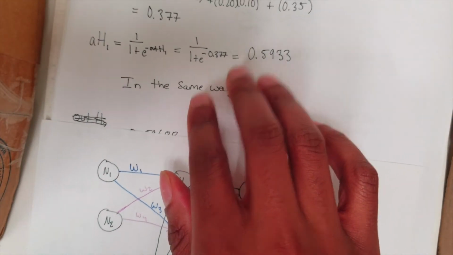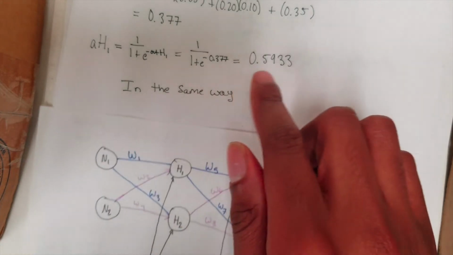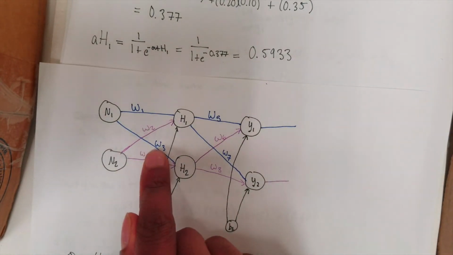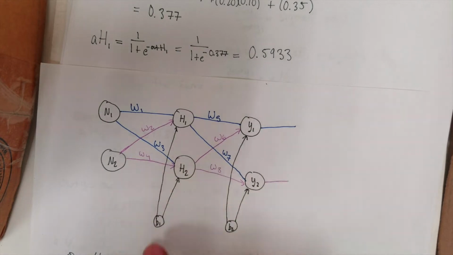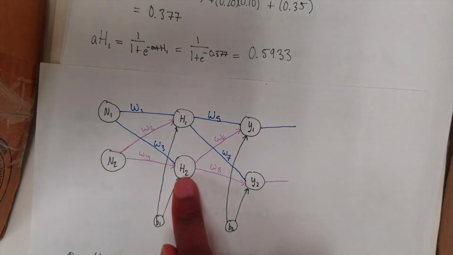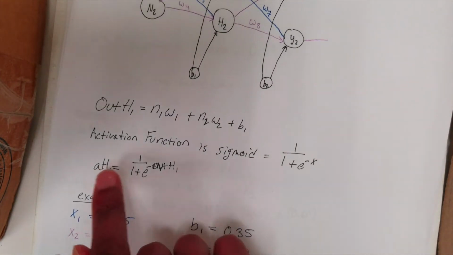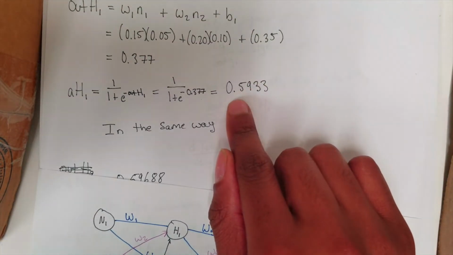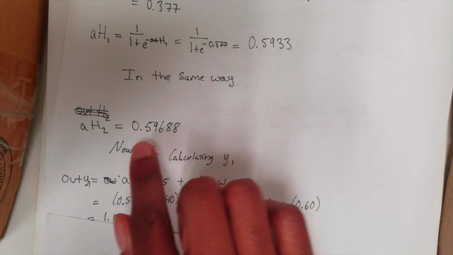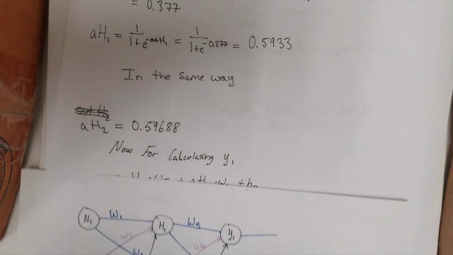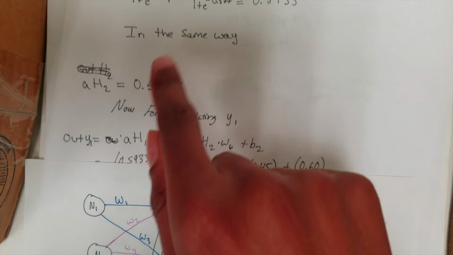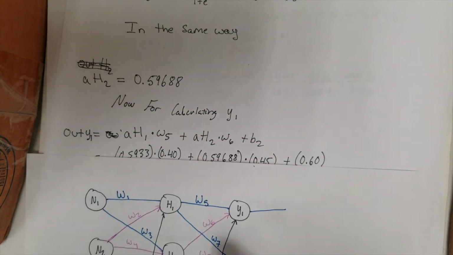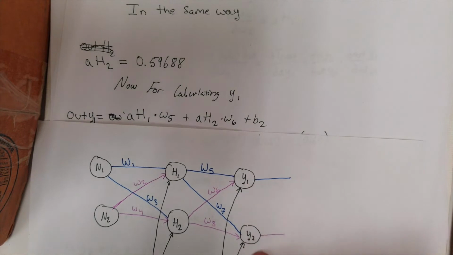In the same way, the activation of H2 is 0.59688. It comes from N1 times W3 plus N2 times W4 plus B1, which gets you the output of H2. Then you wrap that output inside the activation function, sigmoid, and that gets you this value, 0.59688. So that is how we calculated the outputs coming out of H1 and H2, which are these two activation values.